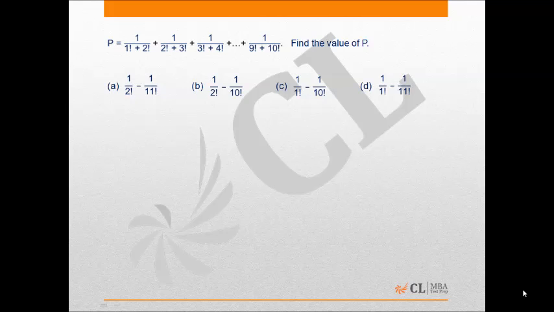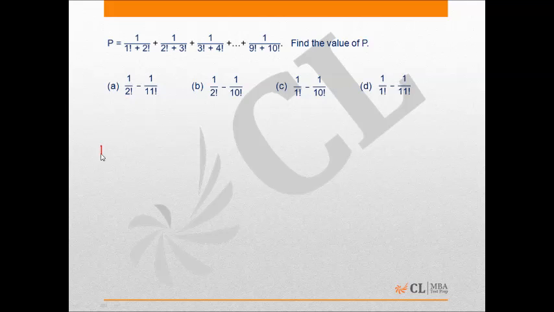This should be a level 2 question. P is an expression that has been given here and we have to find the value of P. Now looking at the question, P is 1 upon 1 factorial plus 2 factorial plus 1 upon 2 factorial plus 3 factorial, so on till 1 upon 9 factorial plus 10 factorial.